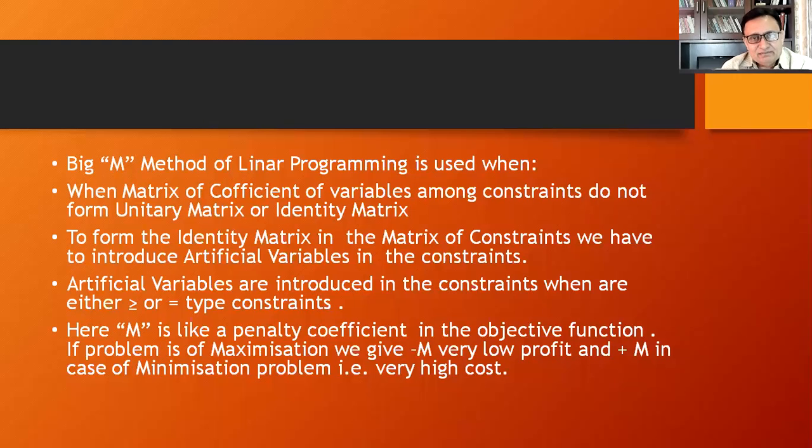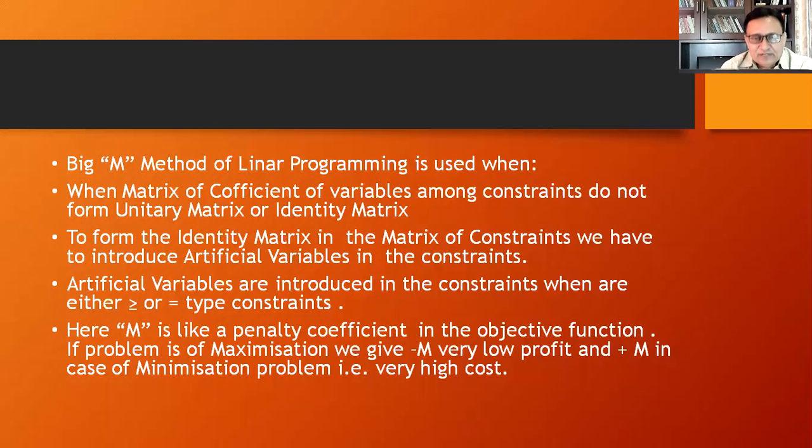Because in case of less than equal to type constraints, we introduce the slack variable, which is added on the left side, that is plus S1 or plus S2 or plus S3. So that will not need any kind of artificial variable. But when there is a greater than equal to type constraint, we will introduce the surplus variable, that is minus S1 or minus S2 or minus S3. Or sometimes we have to introduce it in the equal to type constraint also, because in that constraint too, the identity matrix concept is not available.